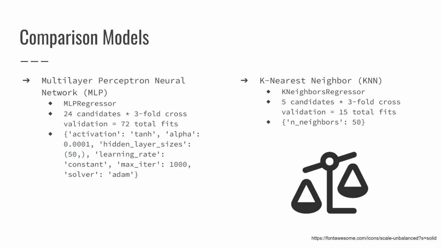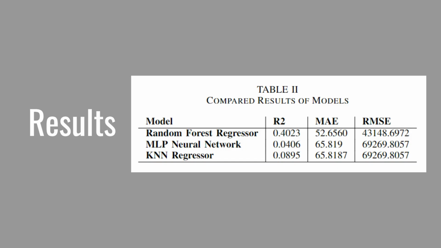The first one I used was a multi-layer perceptron neural network using the MLP regressor class from sklearn. And then the second model I decided to compare to was a KNN, K nearest neighbor, which we learned about in class. I ended up with n neighbors of 50, so this was the total number of neighbors that it was using for each prediction. And I used Grid Search CV on these two as well.